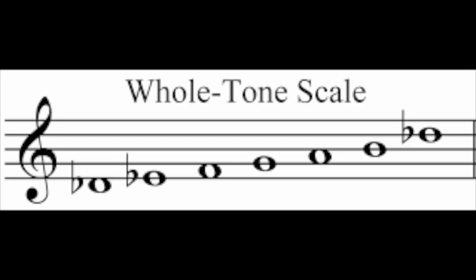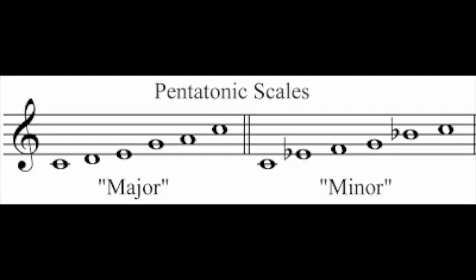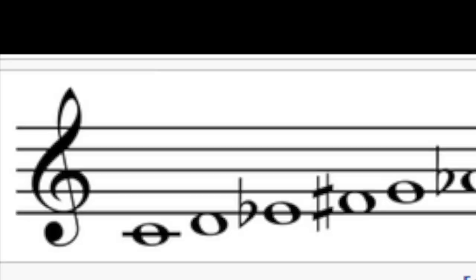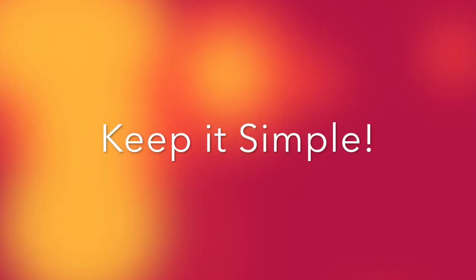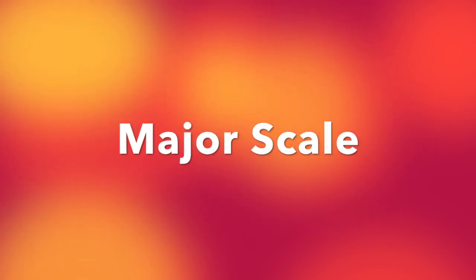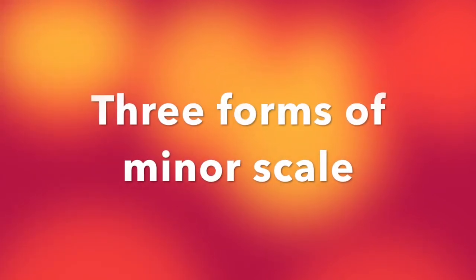Just looking at some of them, we have chromatic scales, we've got whole tone scales, pentatonic scales, even something called the Hungarian minor scale. But we're going to keep it simple. We're going to deal only with major and three forms of minor. Let's start with the major.